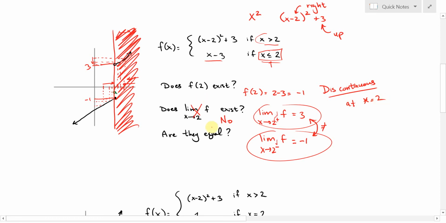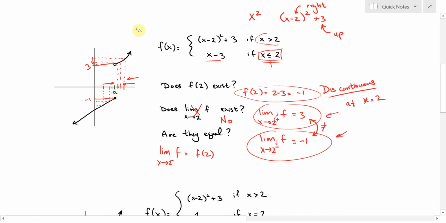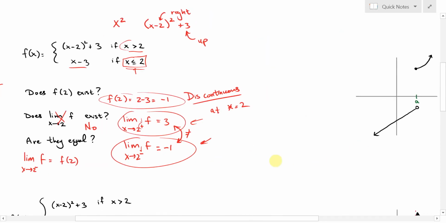So are they equal? Well, the limit itself doesn't exist, but if you wanted to ask whether the value of the function equals one of the one-sided limits? Well, sure, it happens to equal the left limit. So yes, it is true that the limit as x approaches 2 from the left of f happens to equal f of 2. But it's not true if I put a plus sign there, coming from the right, because that would equal 3. Just clear out that scribbling. Alright, so that's one thing that can happen.